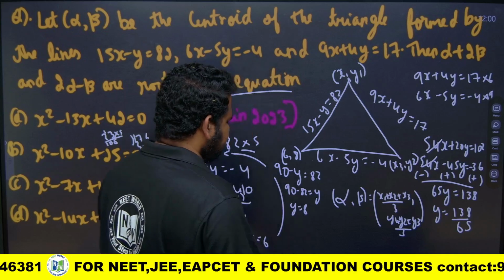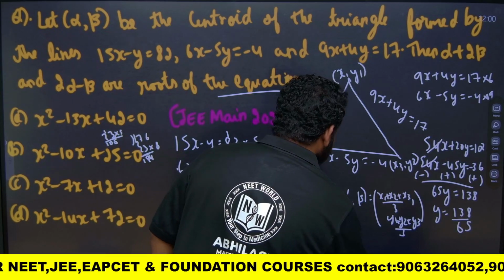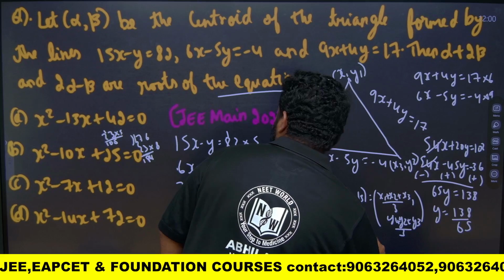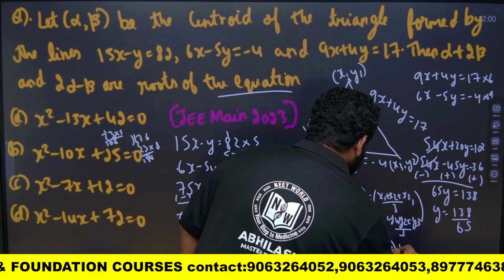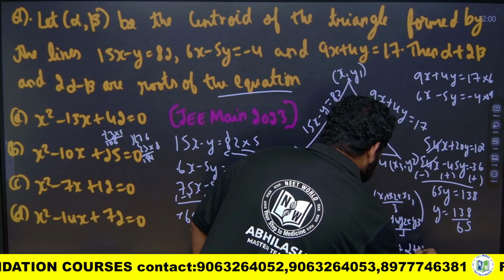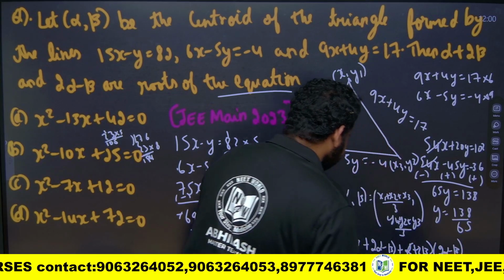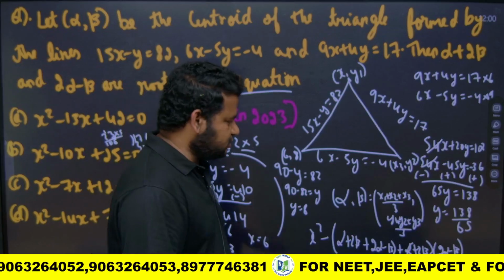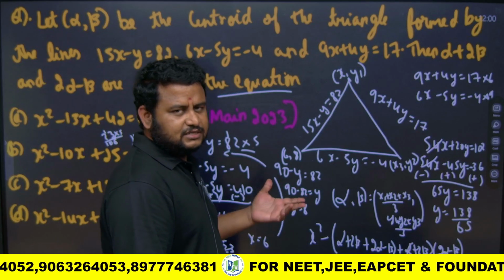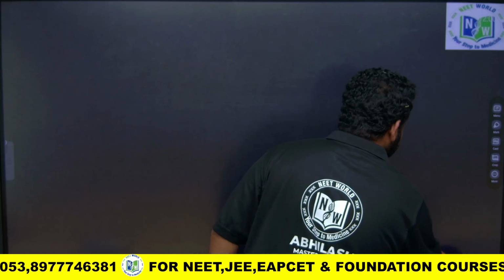The equation is x square minus the sum of the zeros x, that is alpha plus 2 beta plus 2 alpha minus beta, plus the product of the zeros, alpha plus 2 beta into 2 alpha minus beta. This is the equation you will get. If you put the values of alpha and beta here, you will get the answer. It's a very simple question, but it's lengthy. You have to solve these equations to get the values of x and y. That's it. Let's move to the next question.